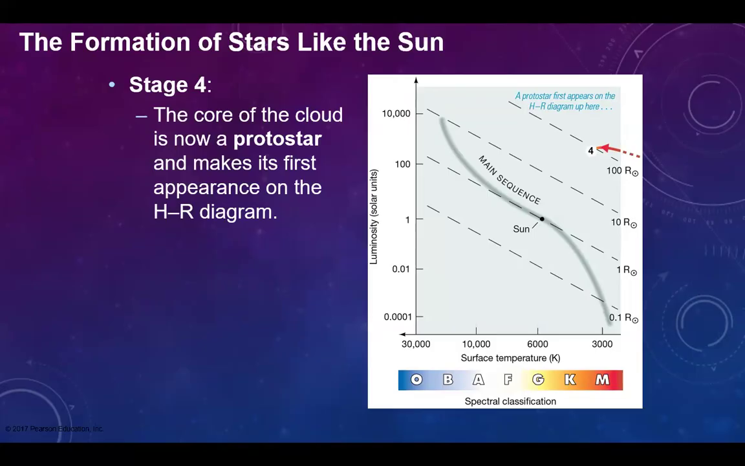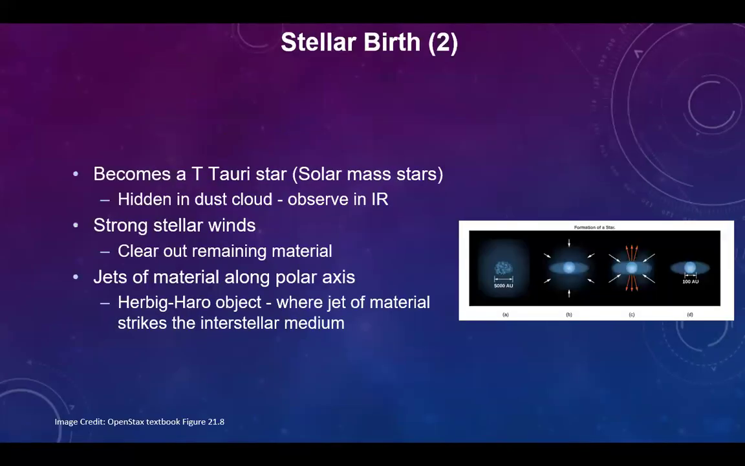It's now bright enough to be seen. It's cool, the outer layers are cold, but it's still a big cloud because it's collapsing inwards. So it's reasonably bright. And it's going to continue to collapse and get hotter and hotter in the core. So this is a T Tauri star hidden within the solar mass stars.